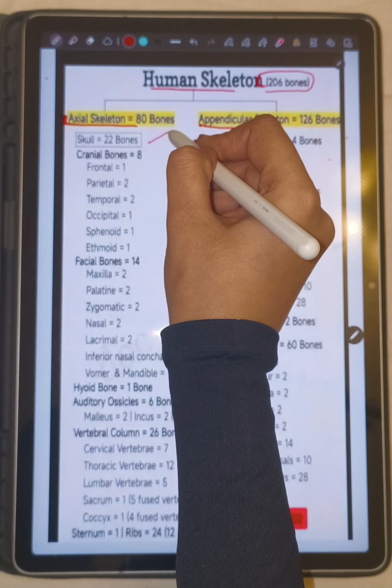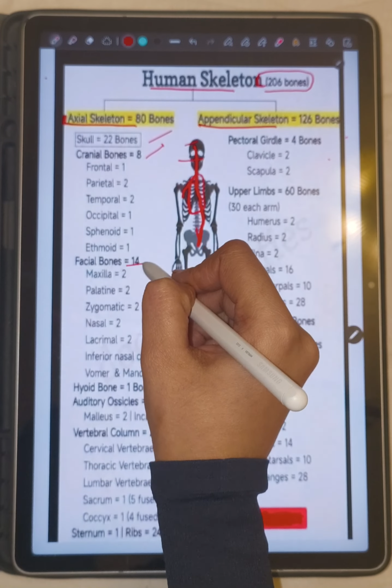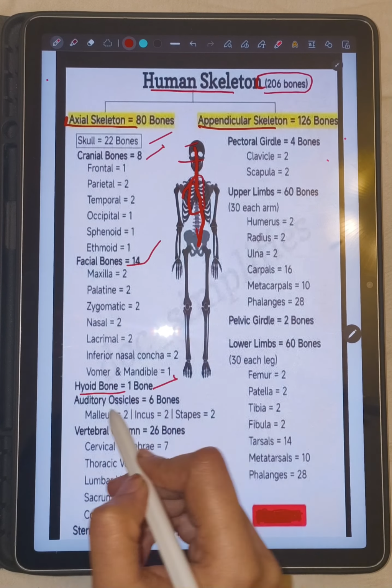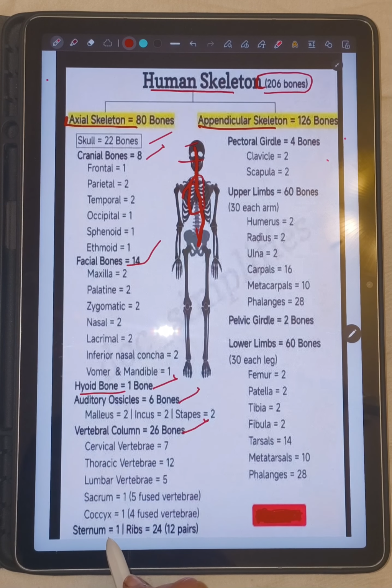Here, the skull has 22 bones: cranial has 8 bones and facial has 14 bones. The hyoid bone is 1, auditory ossicles are 6, the vertebral column is 26 bones, and the thoracic cage has 25 bones. 1 is the sternum, and ribs are 24, 12 in pairs.